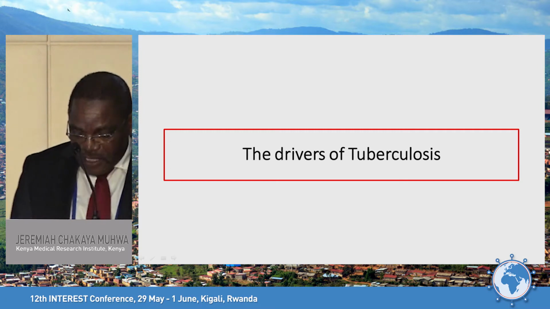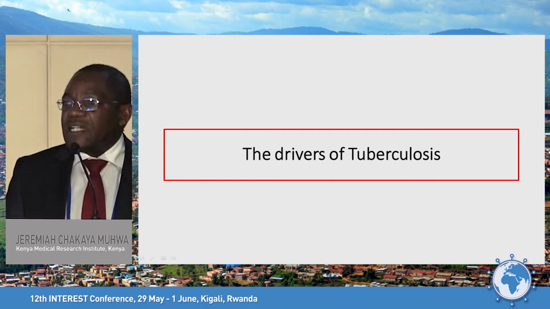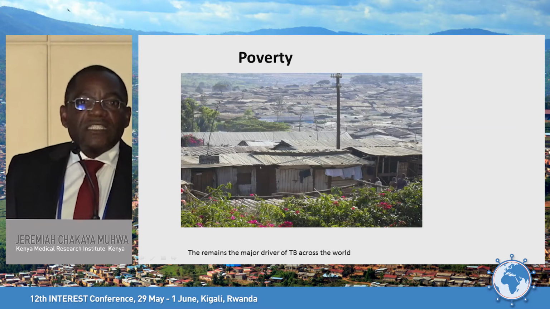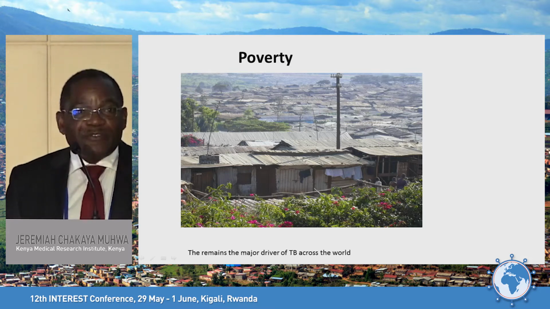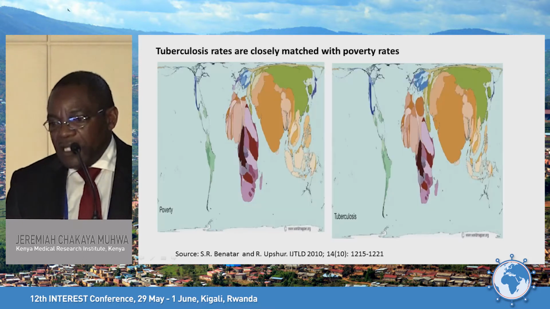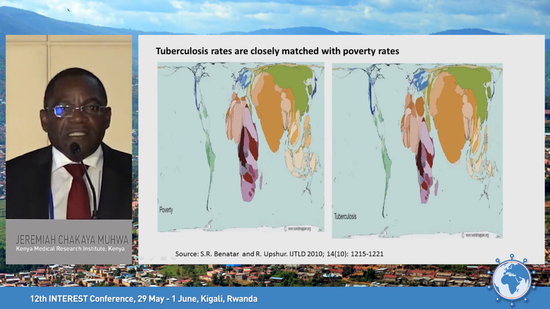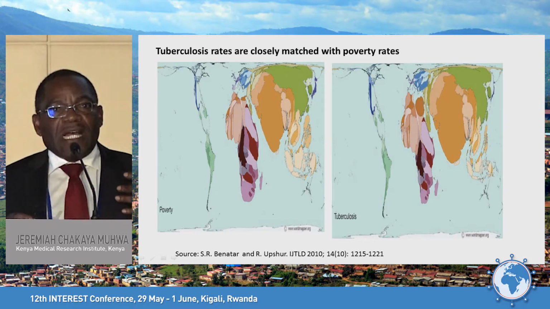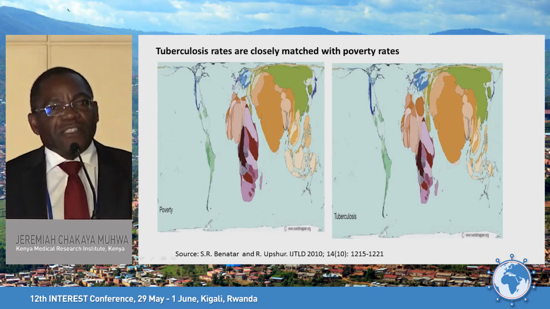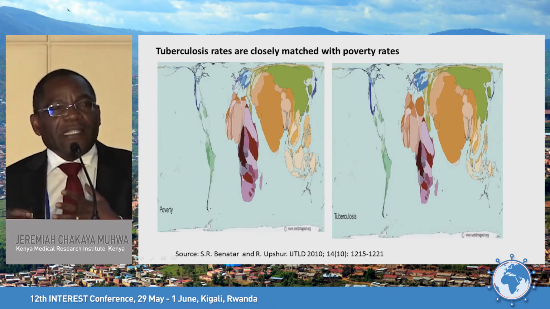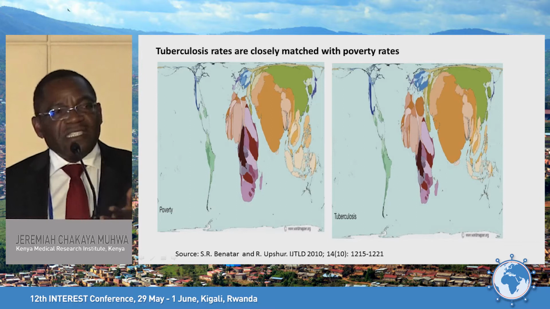I think many of us understand the things that are driving the global burden of tuberculosis. The major one, of course, is poverty. And some people have tried to dramatically present this information on the burden of TB. These are maps that, instead of looking at landmass or population sizes, are looking at the proportion of people in those continents who are poor and the burden of TB in those countries. And you can see that they are very, very matched.